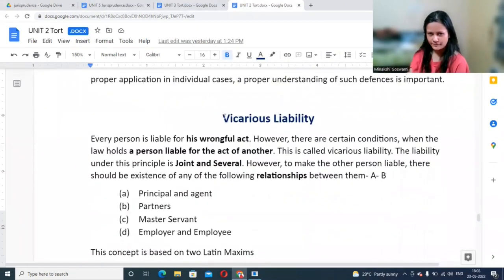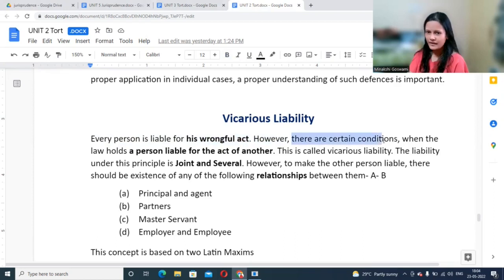Okay, so we have this concept called vicarious liability. Usually when we talk about liability, whoever has done the wrong, that person is made answerable, whether we talk about civil wrongs or crimes. It usually happens that if I have done something, I'm answerable for that. I'm not answerable for what someone else has done. So every person is liable for his wrongful act.